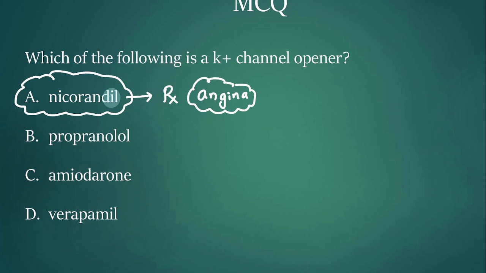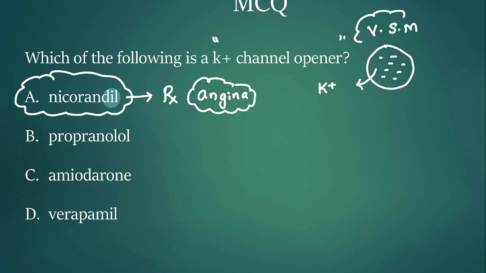Now it's a potassium channel opener. Now what happens if you open a potassium channel? In a cell, if you open a potassium channel, the potassium exits. And you know, if potassium exits, the cell becomes more and more negative, hyperpolarized. Suppose this is a vascular smooth muscle, that is a blood vessel. What happens to vascular smooth muscle? They become hyperpolarized, so this will lead to vasodilation. So Nicorandil is a vasodilator by opening potassium channels.